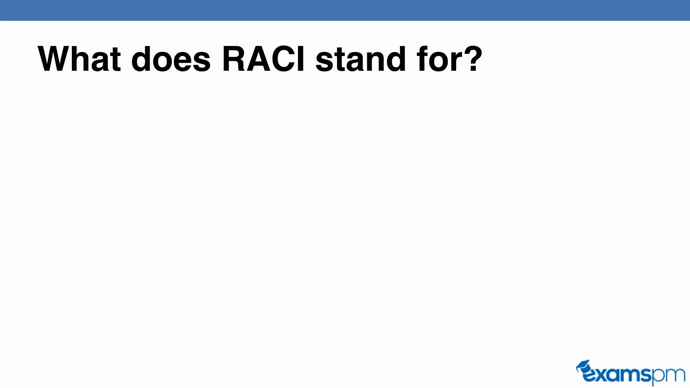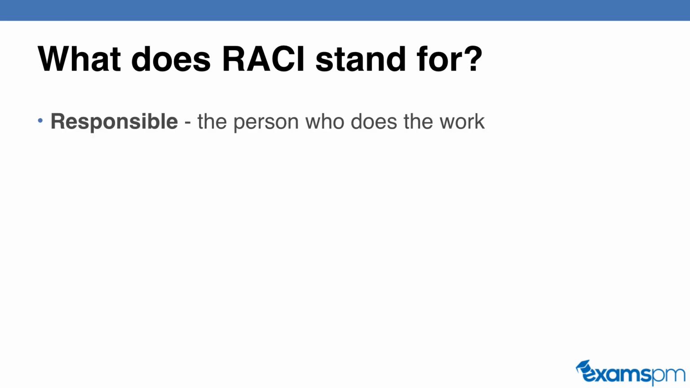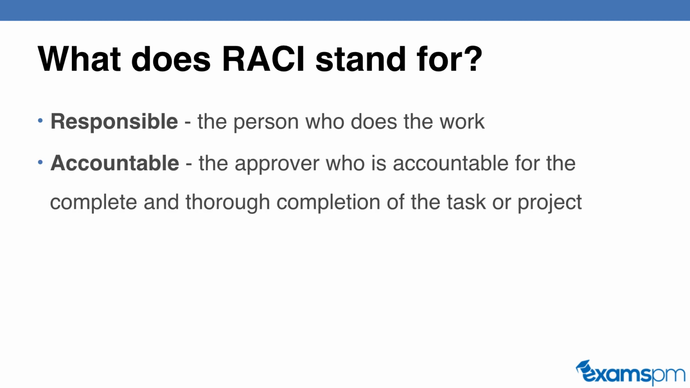Let's first take a look at what RACI stands for. RACI is an acronym that basically tells you who is doing what, so what the roles and responsibility for different activities on your project are. Responsible stands for the person who is actually doing the work. So this person is responsible to complete this activity. Accountable, this is a person who will ensure that the work is completed and completed up to the quality standard that was set out for the project.